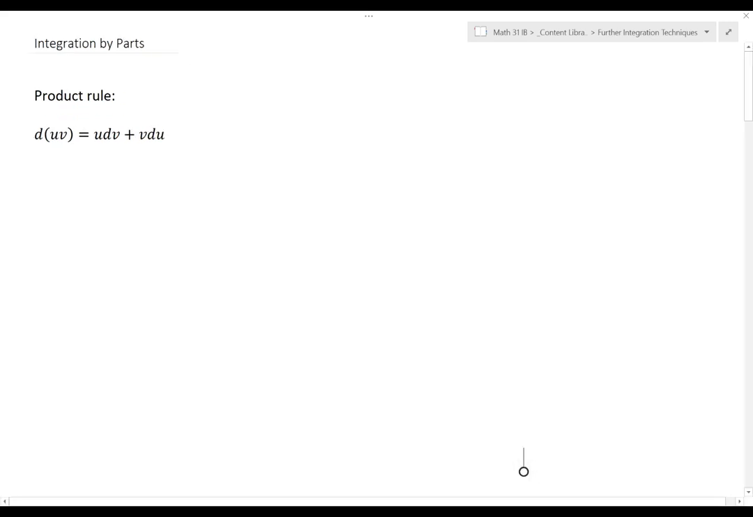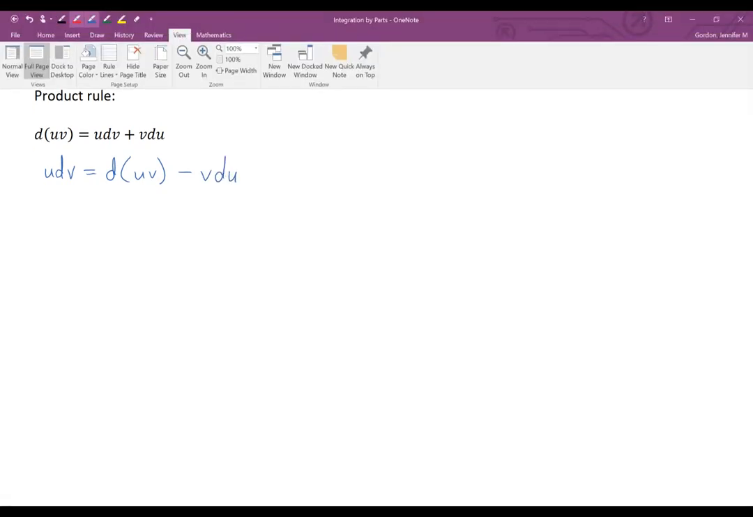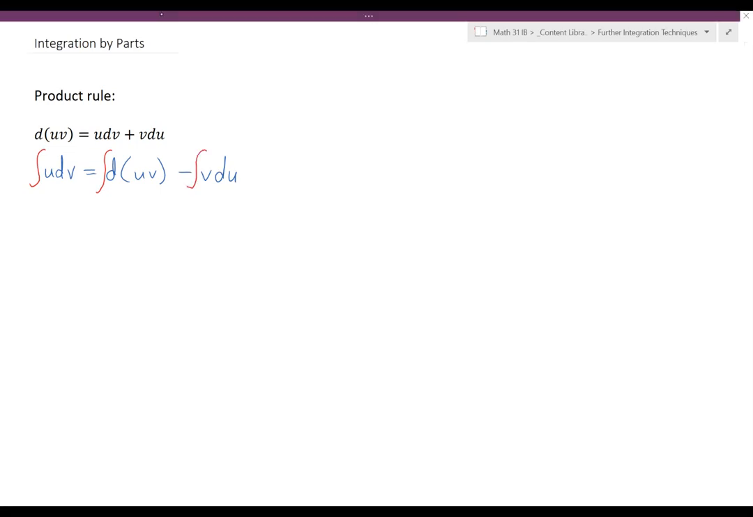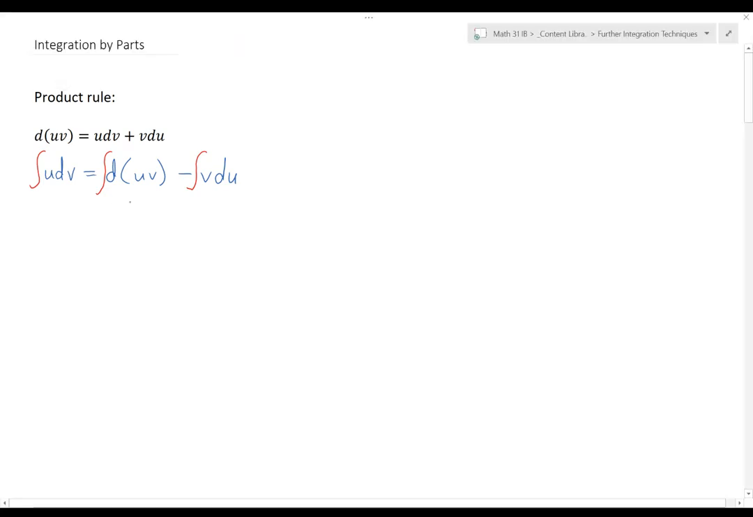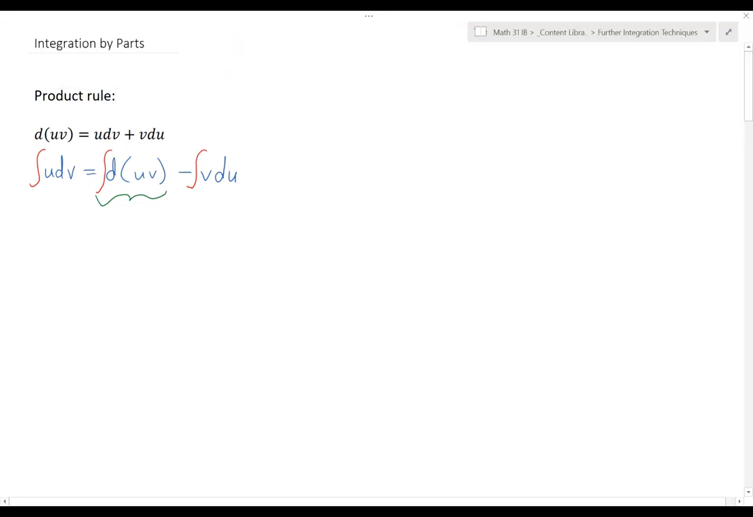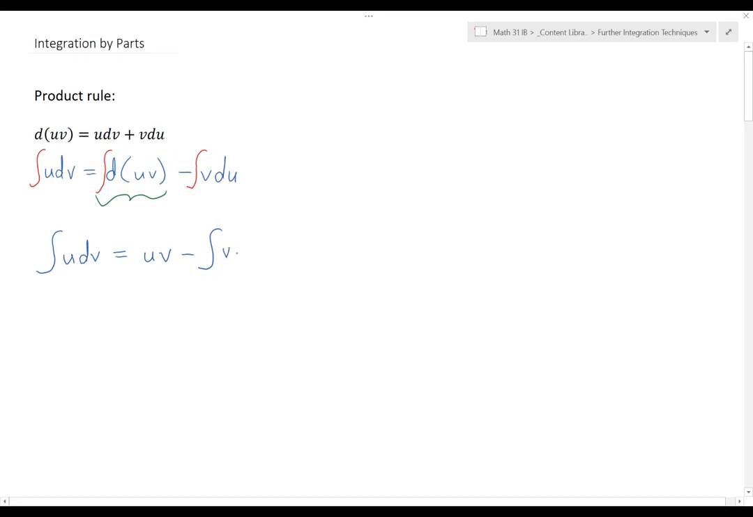I'm going to rearrange this a little bit. So it becomes u dv equals the derivative of uv minus v du. Once I do that, I'm going to integrate, because we're turning this into a rule for integration. I integrate both sides of the equation, but the integral of a difference is the difference of the integrals, so I can just integrate each part of it. The integral of d(uv) just is uv, so that part integrates. The other ones are still integrals. So I have the integral of u times dv equals uv minus the integral of v du.